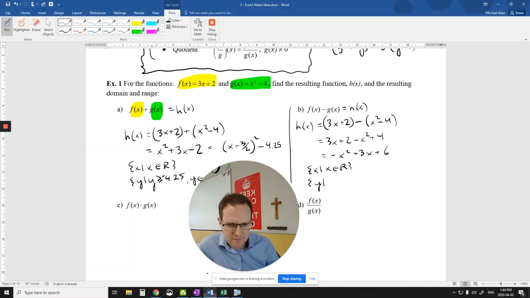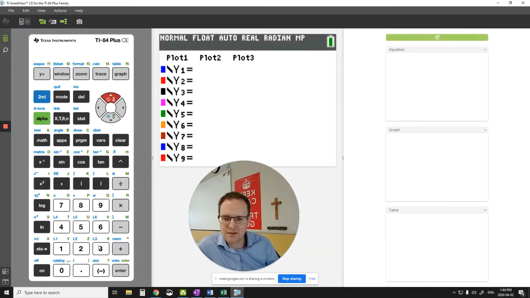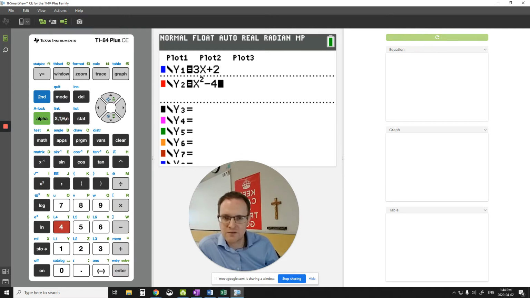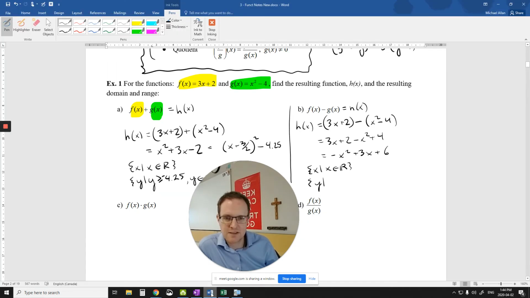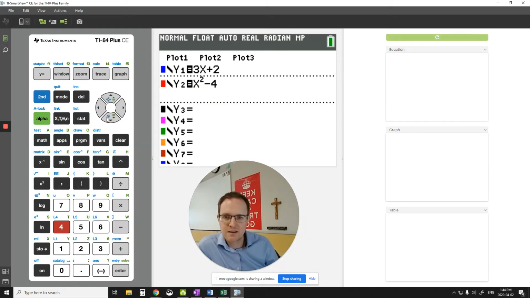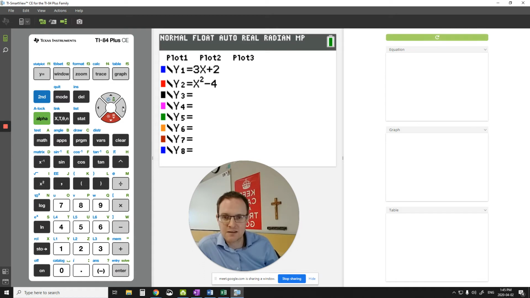Okay, so our two graphs are 3x plus 2 and x squared minus 4. So I'm not going to graph the final graph. I'm going to graph the two original graphs. So I got 3x plus 2, and then I got x squared minus 4. I think those are my two graphs. Okay, sweet. I don't want to see these graphs, so I'm just going to turn those off, so they don't plot. If you want to plot them, you can, but I'm just worried about what these graphs look like when we add them or subtract them.